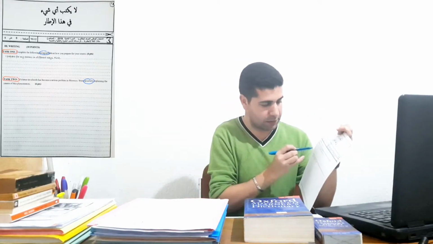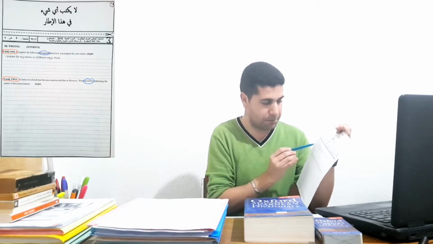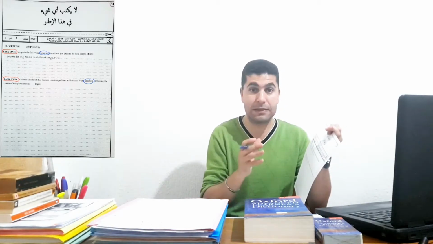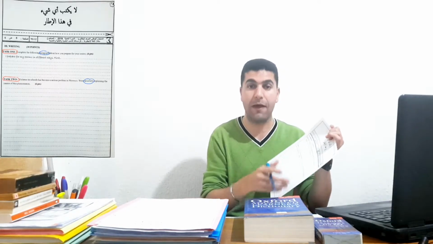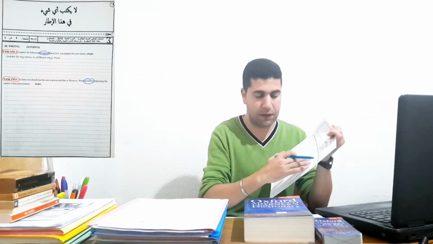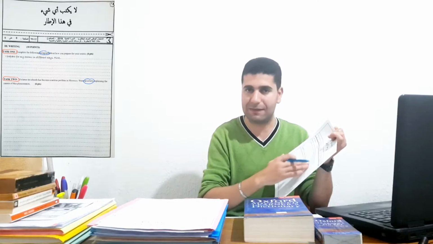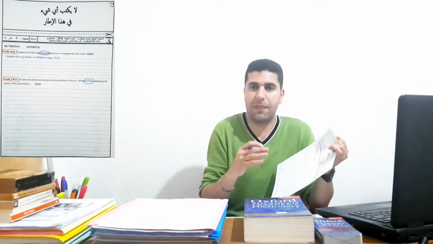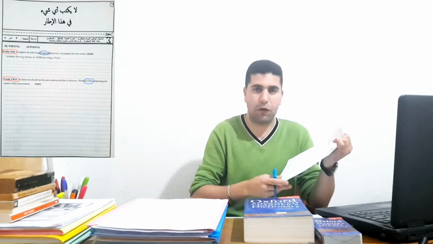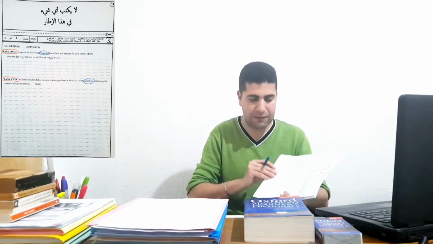For example, here, the topic sentence they give you is: I prepare for my exams in different ways. So you have to give the ways: first, second, third, and fourth, if you have four, and then finally. We are going to talk about that later. This is for task number one.